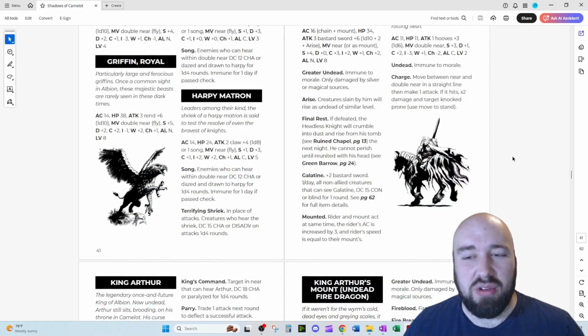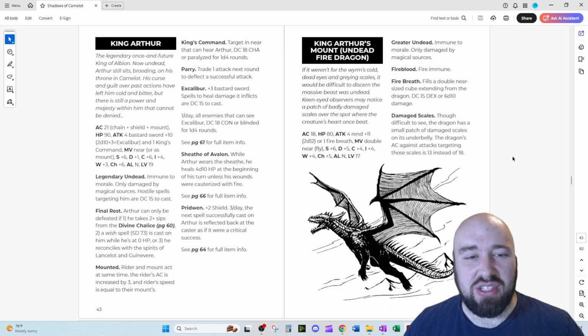We continue scrolling here, and we finally get to King Arthur himself. Again, there is some fantastic art for King Arthur done by Hankerin Furnail over at Runehammer, which you probably saw on the front cover of Shadows of Camelot, and I'll show it again here in just a minute. And I believe this dragon was done by Dean Spencer, but don't quote me on that.